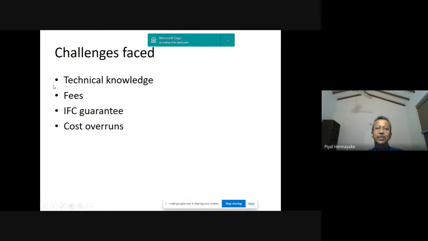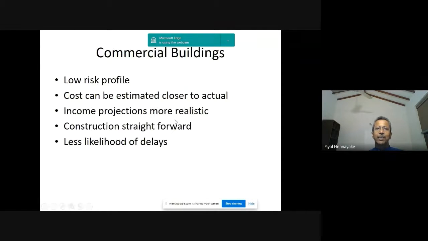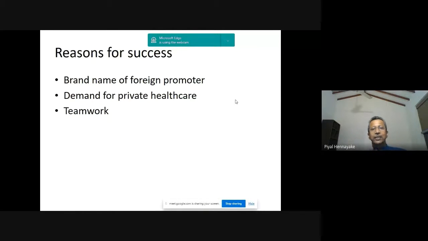The challenges faced were that we hadn't financed hospitals before, technical knowledge, and the promoter, the Apollo Group, was charging a lot of fees, and I think most of their investment they took back. We got an IFC guarantee as well, and there were cost overruns. So reasons for success: brand name of the foreign promoter, demand for private healthcare, and the teamwork of the bankers and the promoter. And that is now Lanka Hospitals, which was Apollo Hospital, financed by Sri Lankan banks with IFC guarantee.